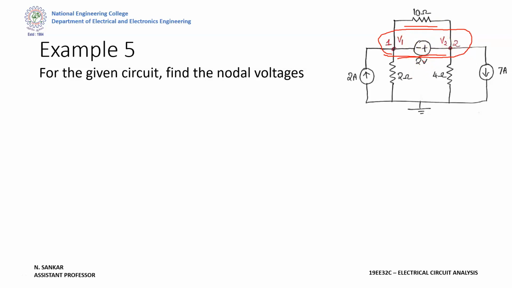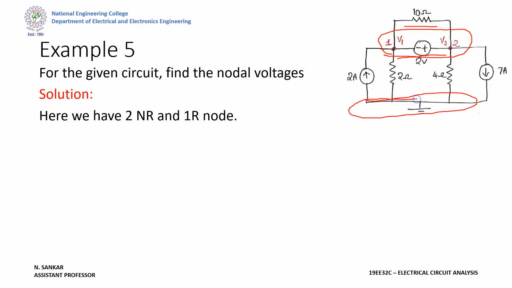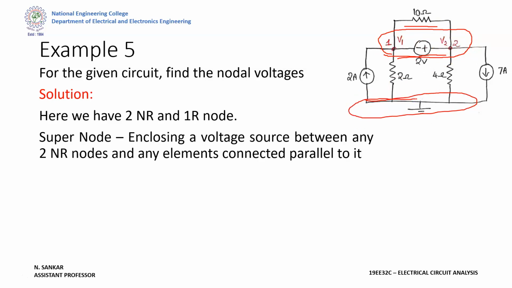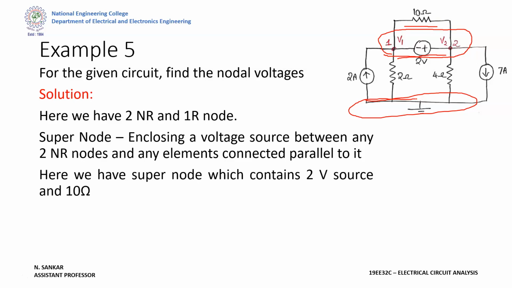And again we will remove the whole super node, that is the 10 ohm and 2 volt, and we will write the KCL for the other nodes. Okay, so let us see here. We have two non-reference nodes, one here and two here, and we have a reference node at this point. Here we have a super node, that is a node enclosing your voltage source between 1 and 2, and we have a resistor parallel to it.